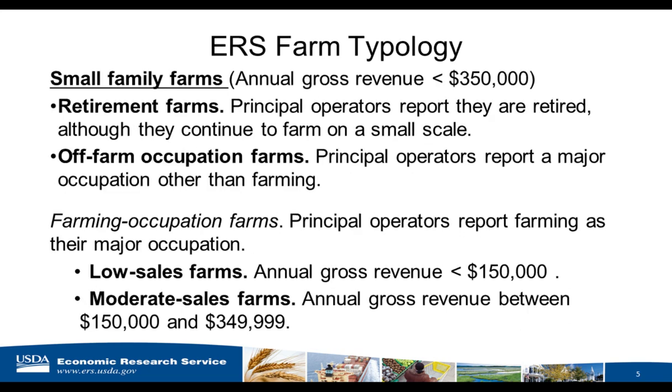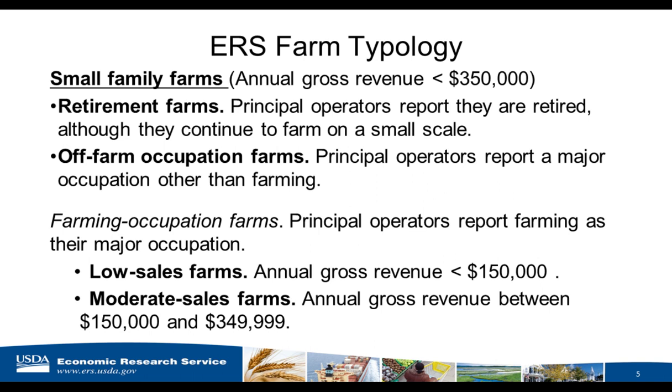So we start off with small farms, and these are farms that report annual gross revenue less than $350,000. As I said before, small farms are then split into two different groups based on what they declare as their major occupation. So for farms that declare farming is not their major occupation, we have two groups. We have retirement farmers, where principal operators report that they are retired, although they continue to farm on a small scale. We have off-farm occupation farmers, where the principal operators report a major occupation other than farming.